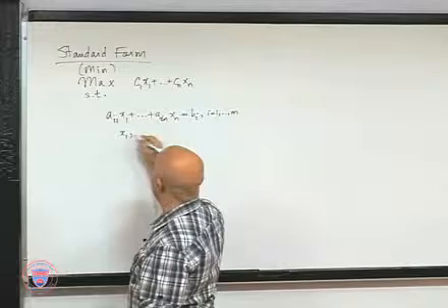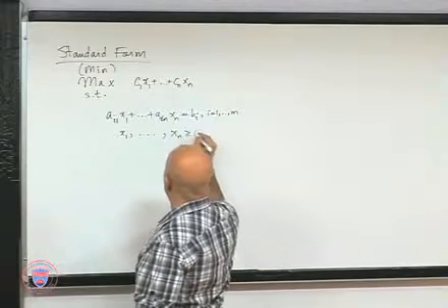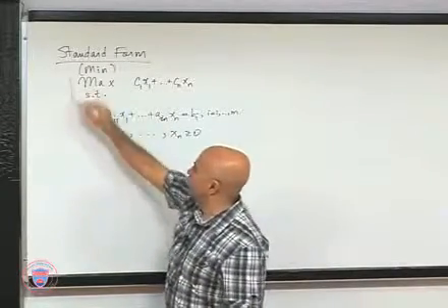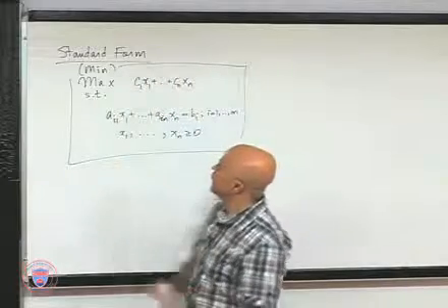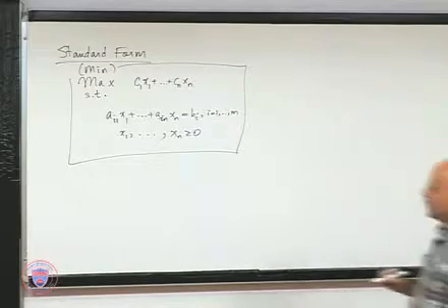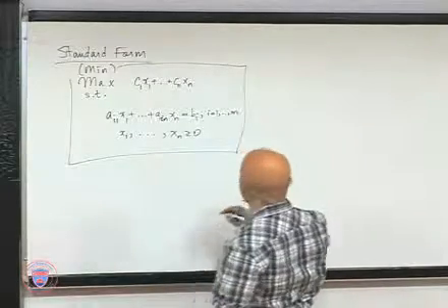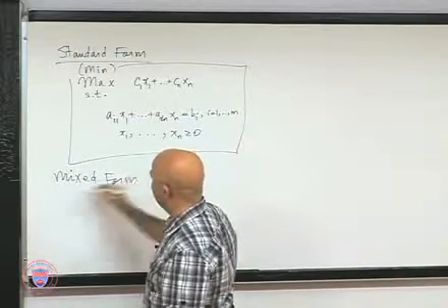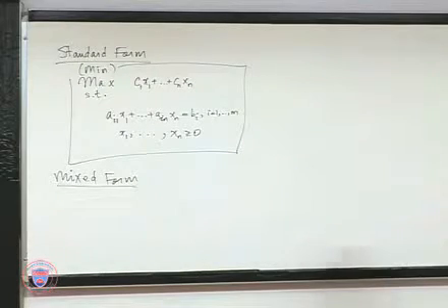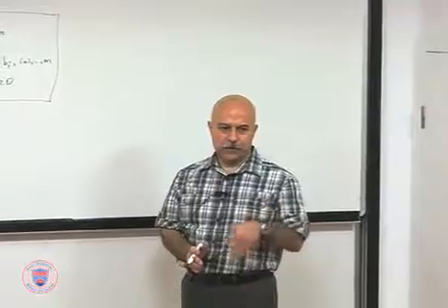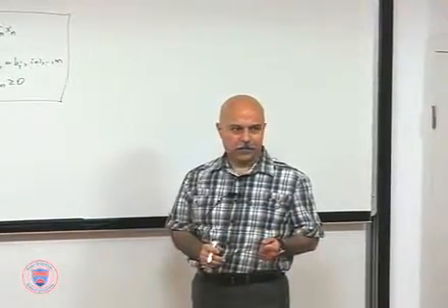And all variables are non-negative. That's your standard form maximization or minimization. Finally, we've got the mixed form, or the more general form. In the mixed form, the constraints could be less or equal, greater or equal, or equality. And the variables could be non-negative, non-positive, or free in sign, unrestricted in sign.